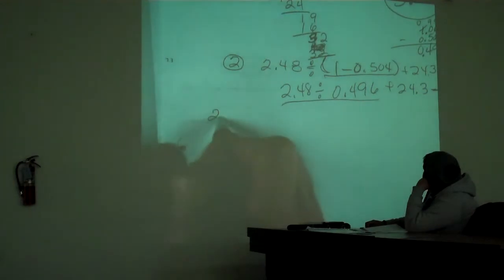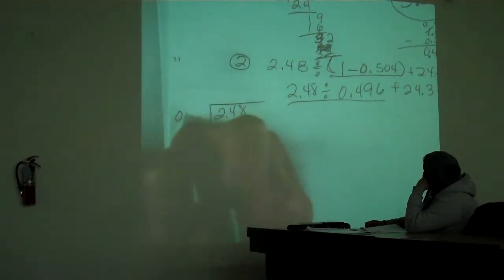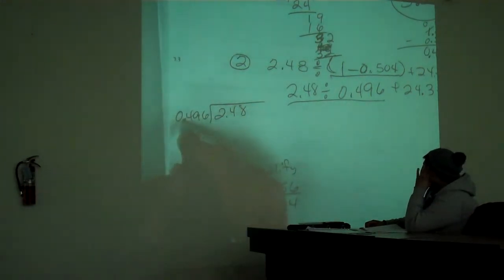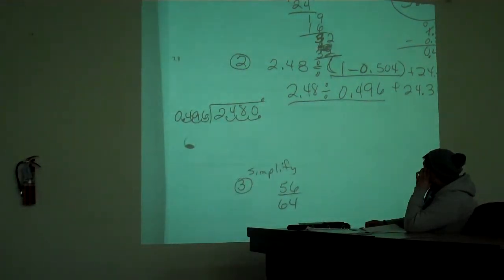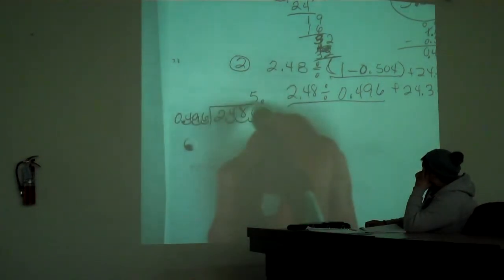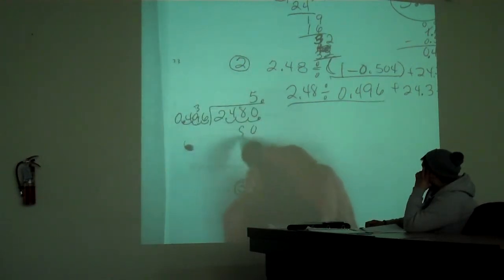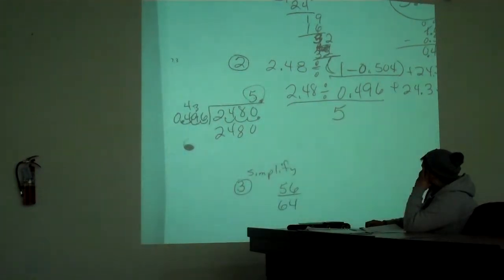2.48 divided by 0.496. You need to move your decimal to the end 3 places here, which means you have to add a 0. 496 into 2480. 5 times. 5 times 6 is 30. 45 plus 3 is 48. 20 plus 4 is 24. So it's exact, right? So that came out to 5.